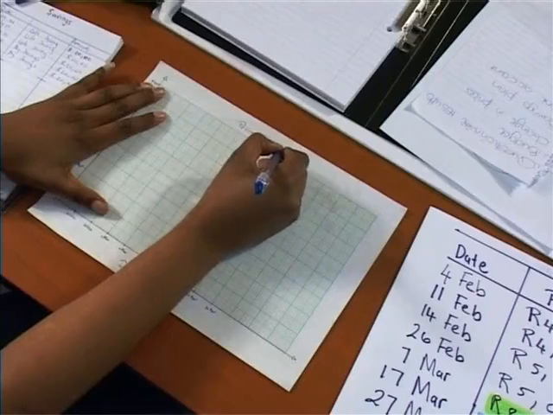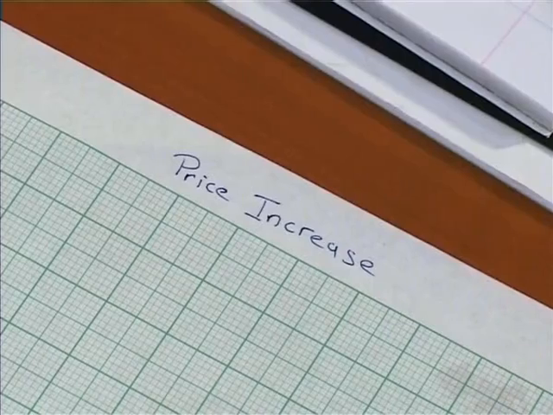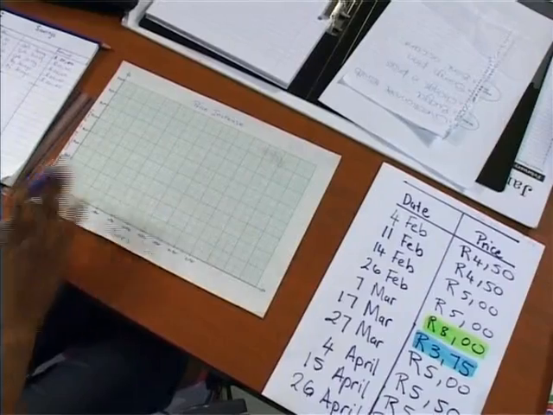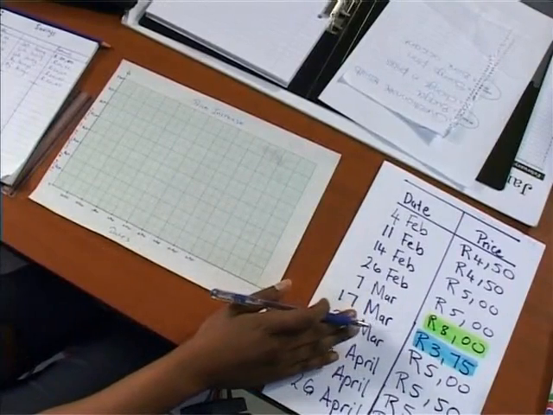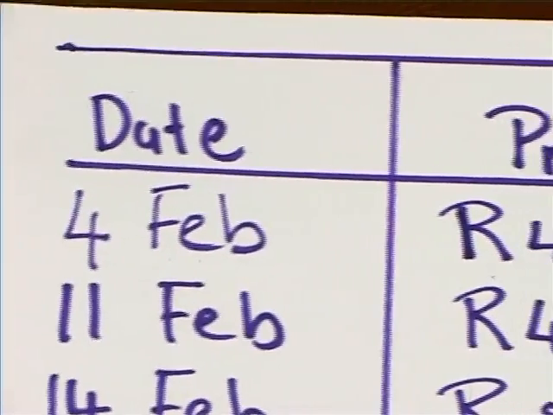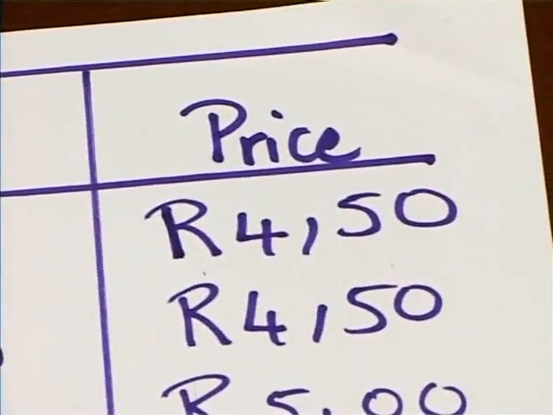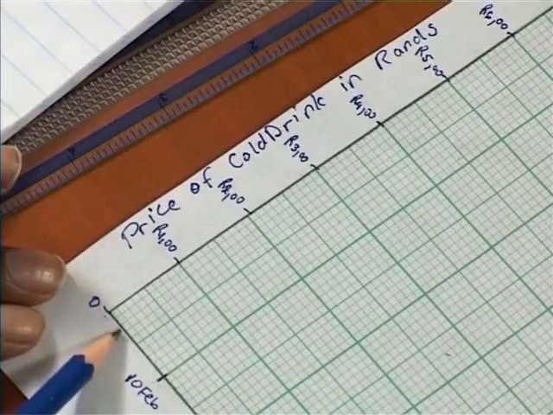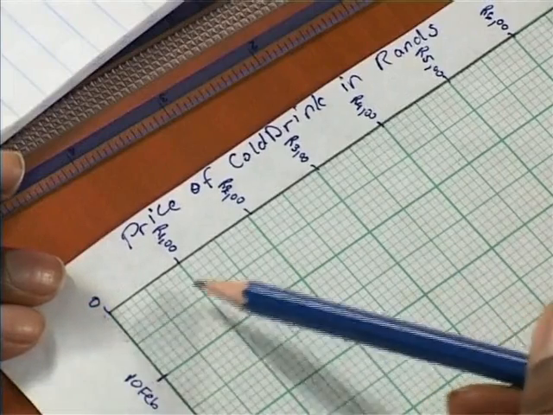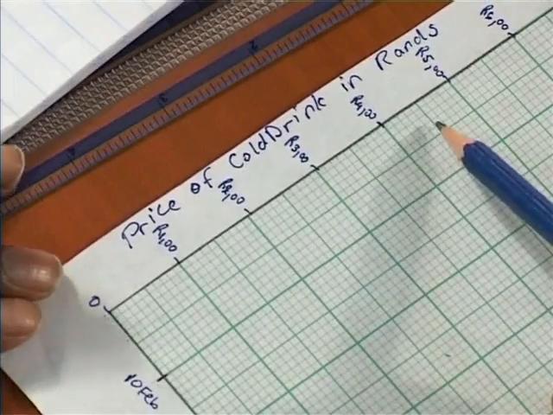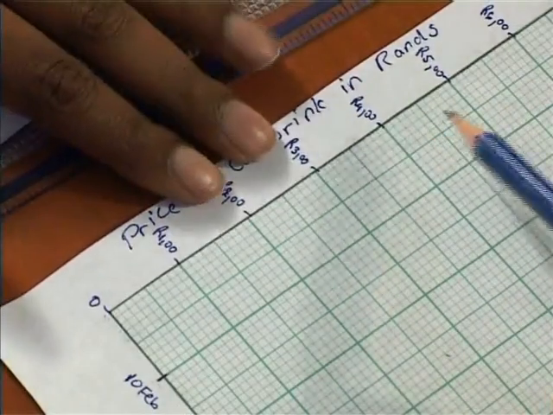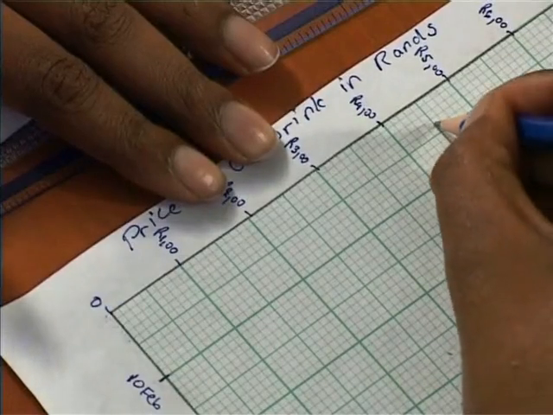Before you start plotting your points on the graph paper, add a heading for the graph at the top of the page. Okay, next I'll match the prices with the dates I bought the drinks. It's usually best to plot your points using a pencil first so that you can make changes if there's a mistake. I bought a cold drink on the 4th of February for R4.50. Now the 4th of February is the 4th narrow line. I will match this date with R4.50, which is halfway between 4 and 5 rand, and I'll put my mark there.